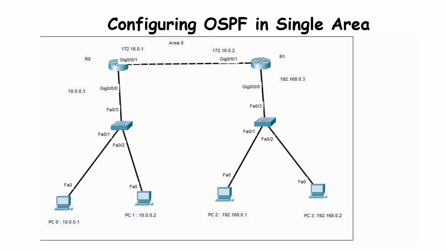Now let us go ahead and configure OSPF. In the given example, all the devices come under a single area, that is area 0. No IP configuration has been done on any of the devices. The end devices are connected to a switch, which in turn is connected to two routers. We'll go ahead and configure IP on the end devices first. For PC0 and PC1, the default gateway is gigabit 0/0/0 of router R0. So we'll go ahead and configure PC0.